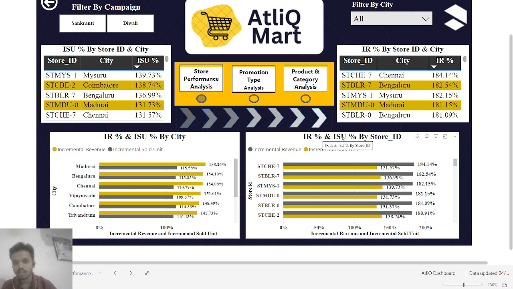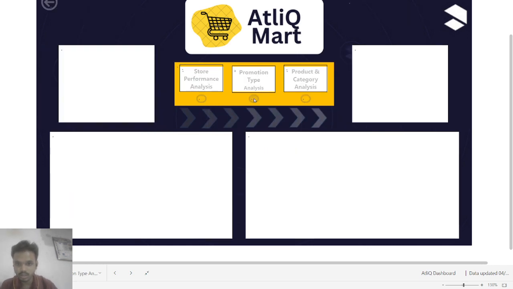IR percentage and ISU percentage by store ID: you can see that STCHE 7 has the highest incremental revenue, that is 184.14%, followed by STBLR 7, STMYS 1, STMDU 0, followed by all other stores. Moving forward to promotion type analysis.